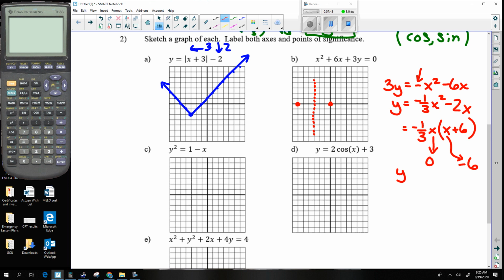into this equation. So y is equal to negative 1/3, negative 3 squared, minus 2 times negative 3. So this is 9, negative 1/3 of 9 is negative 3, plus 6, this is 3. So I have an x coordinate of negative 3 and a y coordinate of positive 3. And that's pretty much as good as it's going to get.